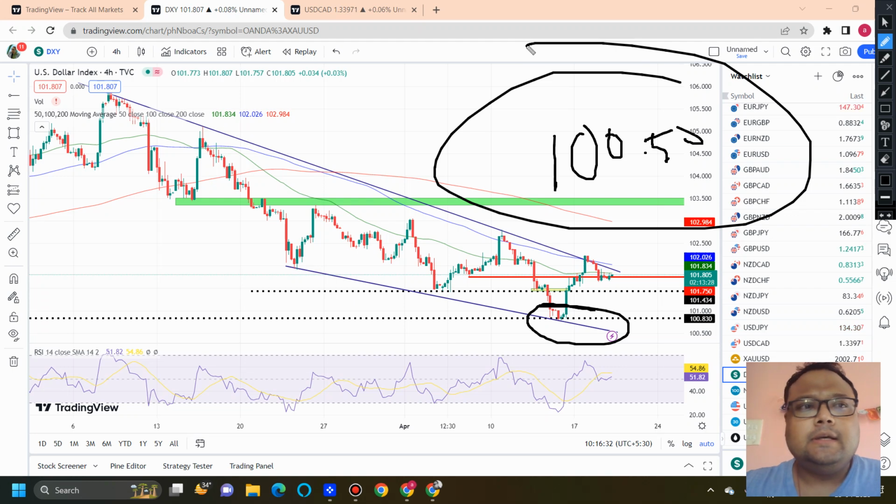These are the levels that should work as support in case the market starts falling, but there's a good chance that DXY will break this line and start moving higher. It may not sustain, but it will try its best. And right now there is not much volume.